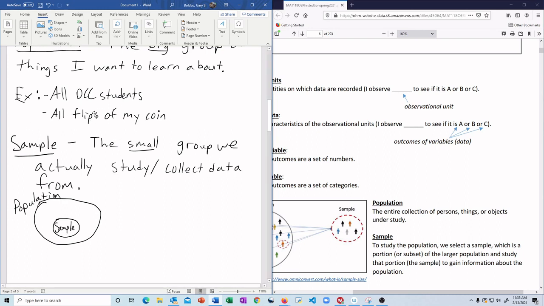If I want to learn about all flips of my coin that could ever happen, my sample should be flips of a coin, but it's not going to be all of them. It's just going to be the ones I'm doing. Right? So add pictures in, add examples, things like that.